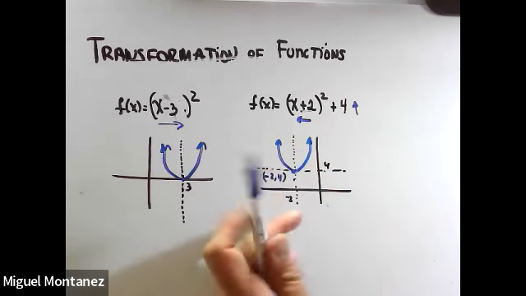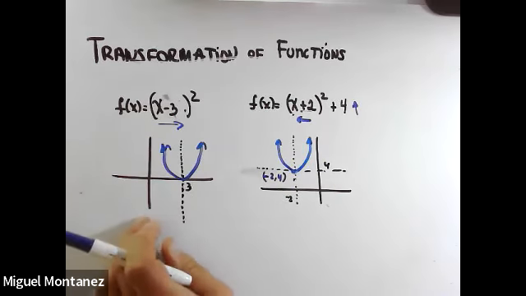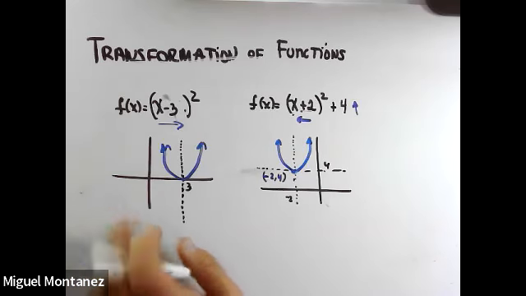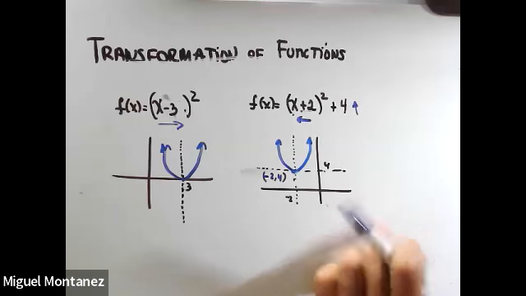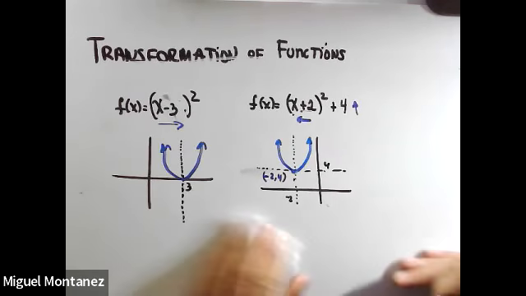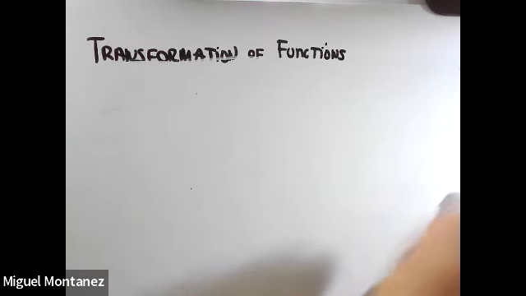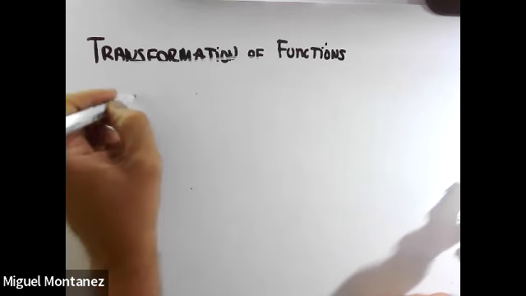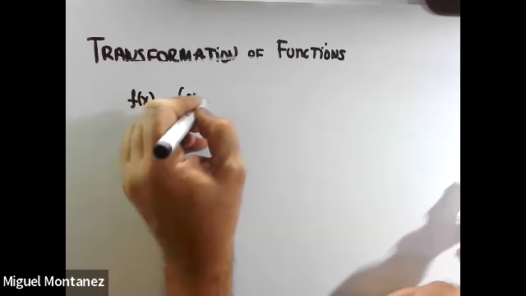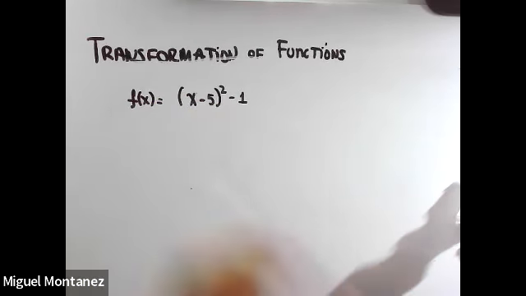Domain, or real numbers, they range from -2 to infinity. Okay. Let's place one the other way. Let's do one more example. What if I have f of x equals (x minus 5) squared minus 1.